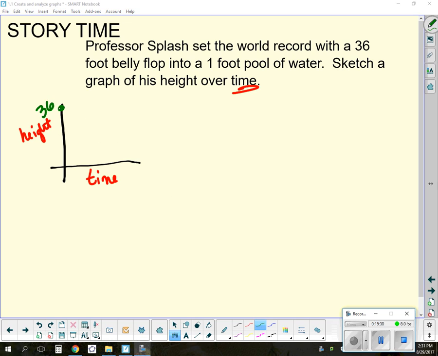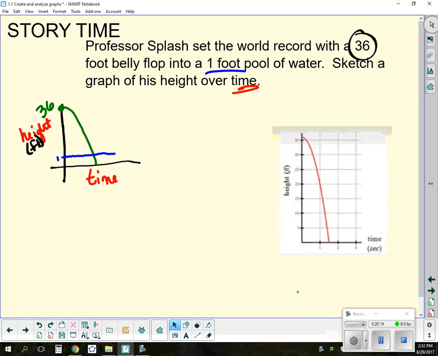Okay, hopefully you'll label some number up here, which should be 36 feet. You could label that we are talking about height in feet. And maybe you drew something like this. Or even better, maybe you came like that. And maybe you're really thinking what to do with that 1 foot. You could label that 1 foot and draw some nice water in there. There's your pool. You don't have to have that though. A perfect graph would look something like this. Okay? It took him about 1.5 seconds to fall into that, it says. Okay, so check your work, see how that went.